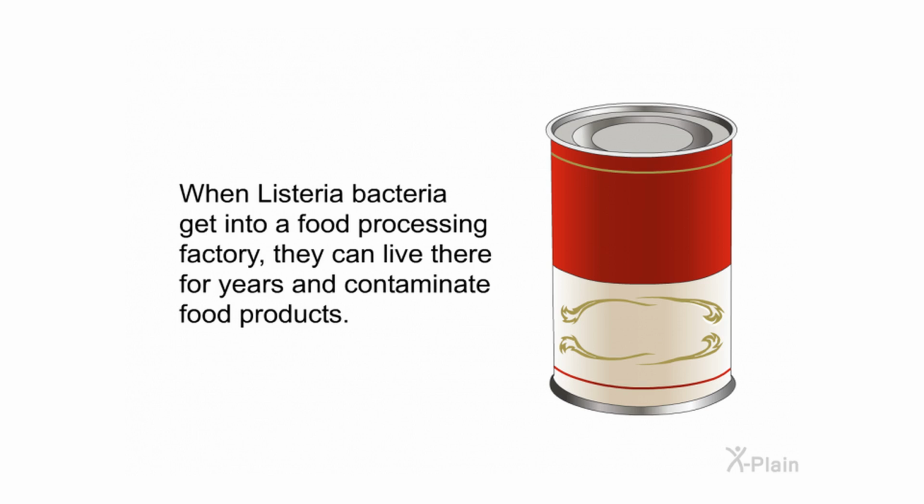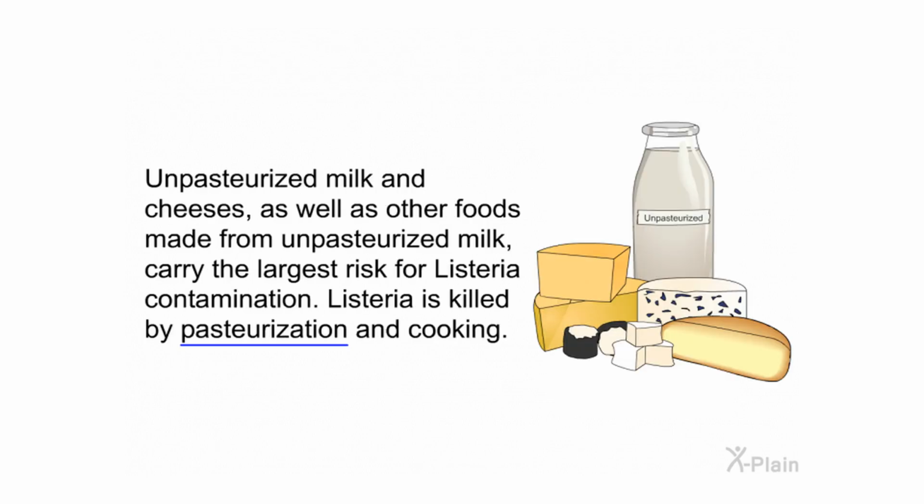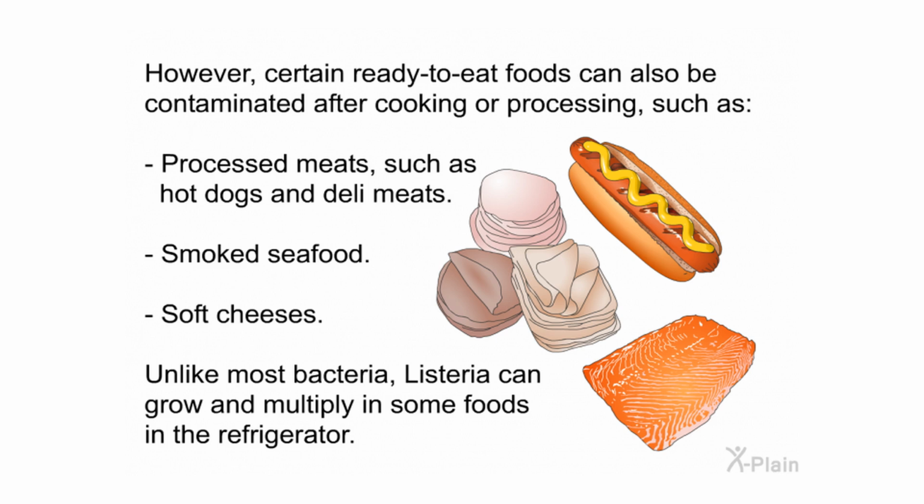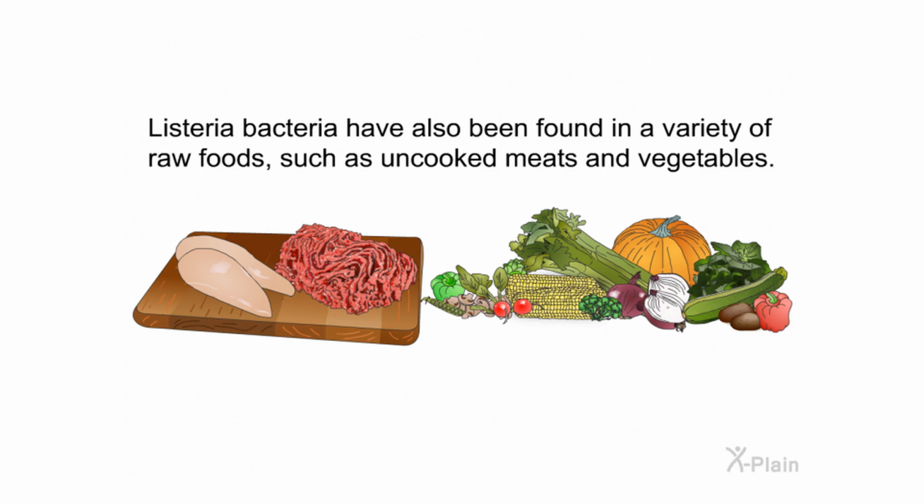When Listeria bacteria get into a food processing factory, they can live there for years and contaminate food products. Unpasteurized milk and cheeses, as well as other foods made from unpasteurized milk, carry the largest risk for Listeria contamination. Listeria is killed by pasteurization and cooking. However, certain ready-to-eat foods can also be contaminated after cooking or processing, such as processed meats, such as hot dogs and deli meats, smoked seafood, and soft cheeses. Unlike most bacteria, Listeria can grow and multiply in some foods in the refrigerator. Listeria bacteria have also been found in a variety of raw foods, such as uncooked meats and vegetables.